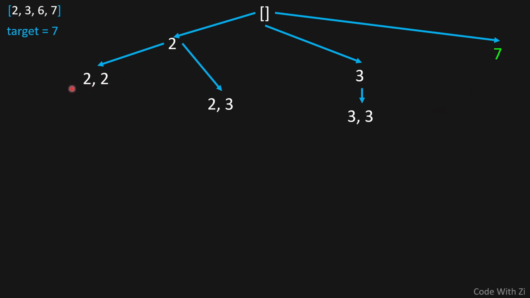Now let's come here and explore this one. We're going to be like, is 2 plus 2 equal to our target number? Nope. 2 plus 2 is 4, and our target number is 7. So let's keep on exploring. Let's expand this one, but we're going to say that we're going to ignore all of the numbers that come before 2, but there are no numbers that come before 2.